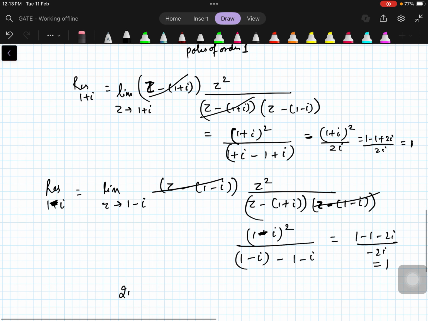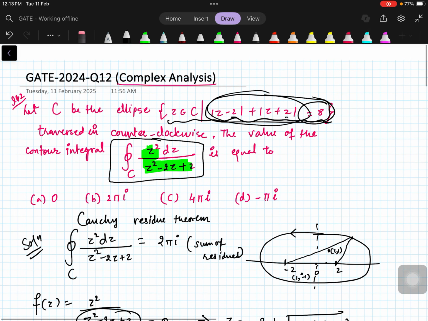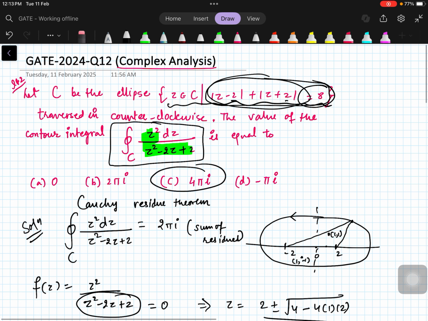So your answer will be 2 pi iota into the sum of the residues. So the answer would be 4 pi iota. Okay, so you can go to your options. So this C is your answer.